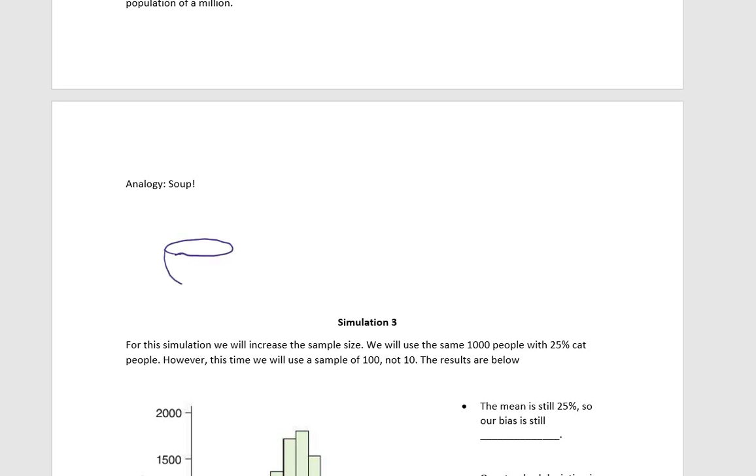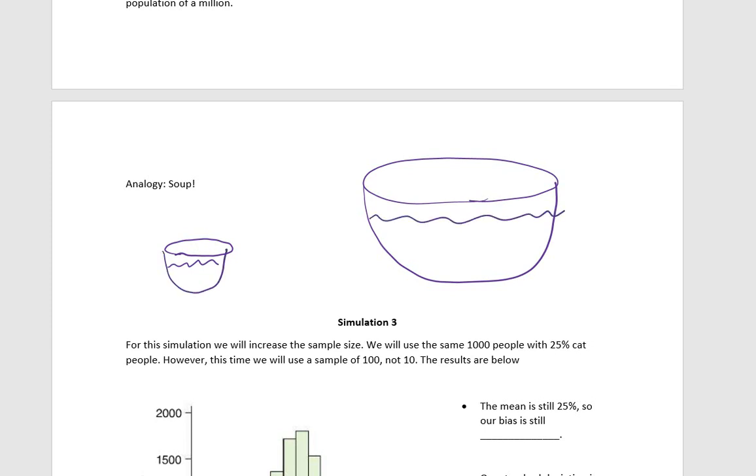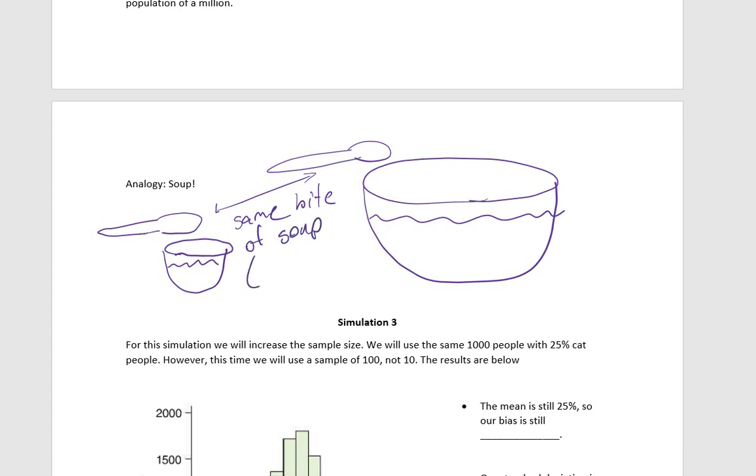If I have a little bowl of soup, and then I have a big bowl of soup, and they both contain the same soup, I'm going to get the same sample, or the same bite, if I use the same size spoon. The only thing I have to make sure is that it's mixed. So both of these are going to give me the same bite of soup, which in this analogy is a sample. They're both going to tell me something about the same population.